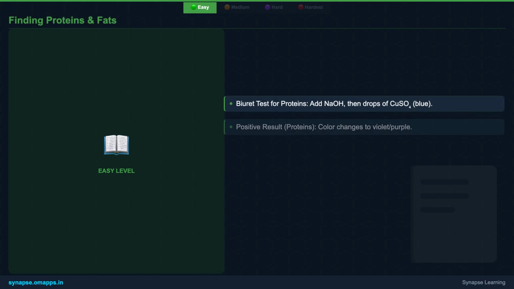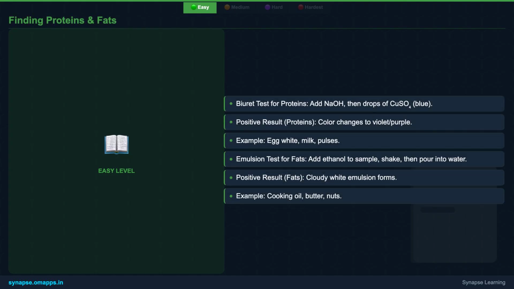Next up are proteins and fats. To test for proteins, we use the Biuret test. This involves two reagents: sodium hydroxide solution and copper sulfate solution. First, you add sodium hydroxide to your food sample, then a few drops of copper sulfate, and shake it well. If proteins are present, the solution will turn a beautiful violet or purple color. Think about egg white or milk for this test.